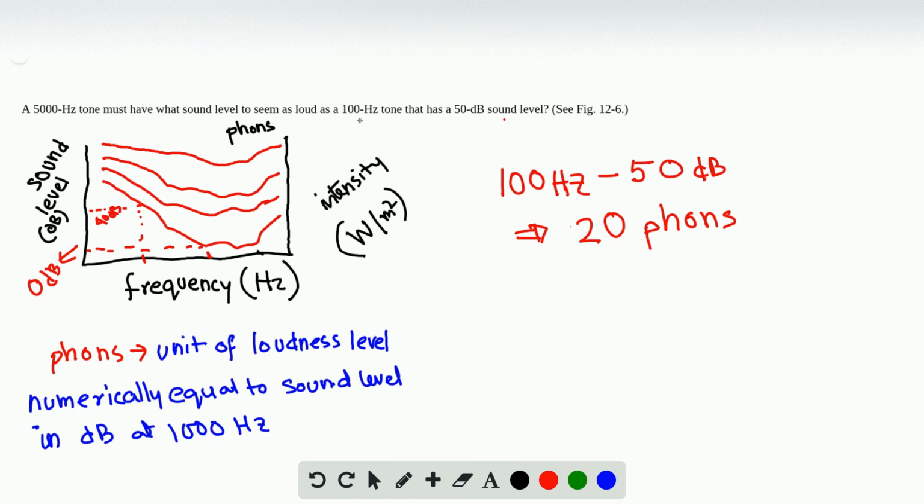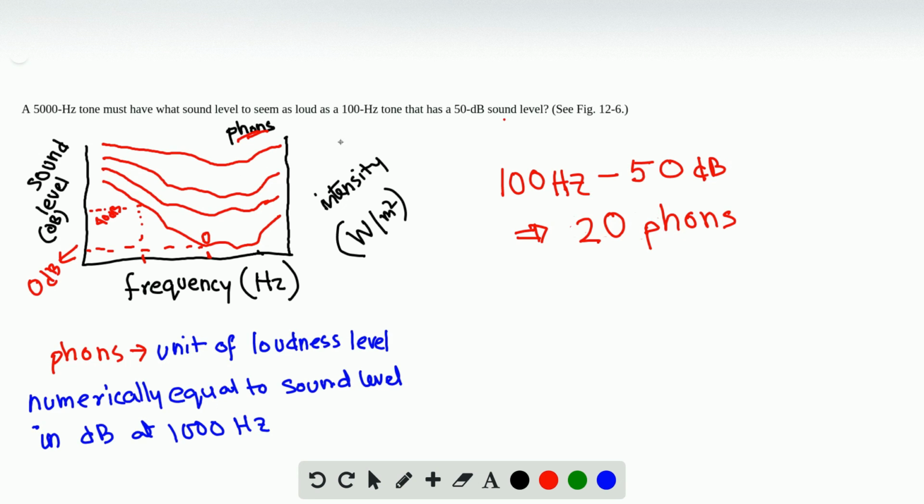Then we have this unit called phones. To understand it, a phone is basically a unit of loudness level. It's numerically equal to the sound level in decibel at 1000 hertz. So for example, if this is 1000 hertz and we know this is 0 decibel, the loudness level here will be 0, so the phone unit will be 0. And if we look at the actual graph, we'll see it goes 0, 20, 40, 60, 80, and so on and so forth.